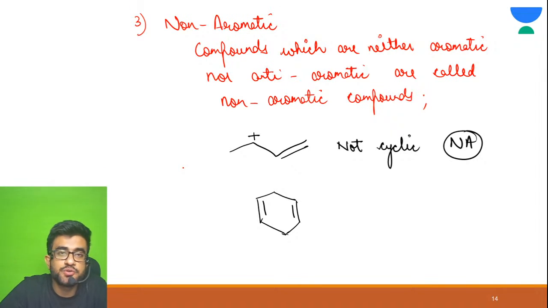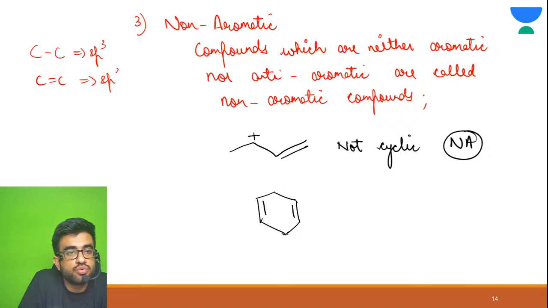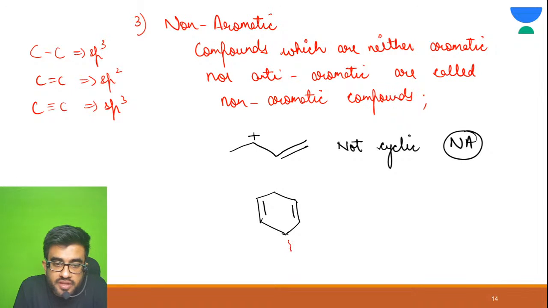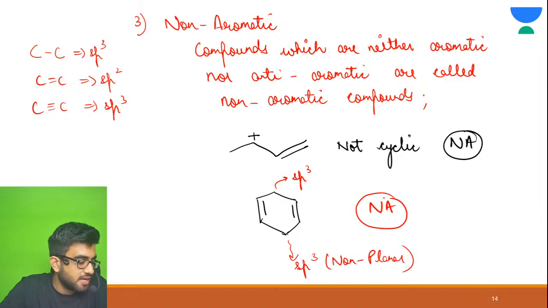I have explained to you the hybridization. Carbon single bond carbon is sp3. Carbon double bond carbon is sp2. Carbon triple bond carbon is sp. Hybridization of this is sp3. Hybridization of this is sp3. sp3 means non-planar. Now the conditions for aromatic and anti-aromatic were that the compound has to be what? Planar. Right? So this is non-planar. So non-planar means it is non-aromatic. Is this much clear to you?